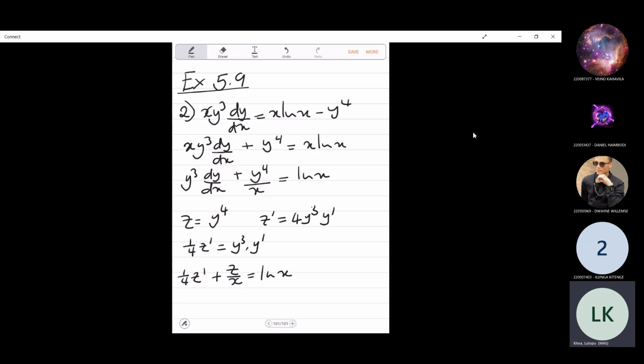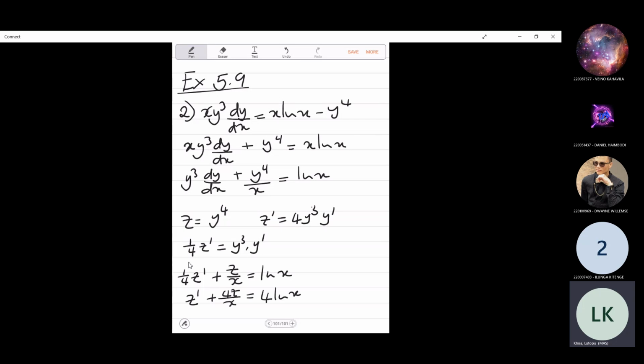So it is in linear form now, and we find our integration factor, which is e to the power of ln of x, which is x. Then multiply everything by x. Sorry, before that, it's not in linear form. There's a 4 here, so we need to take it away from there. So we have z prime plus 4z over x is equal to 4 ln of x.